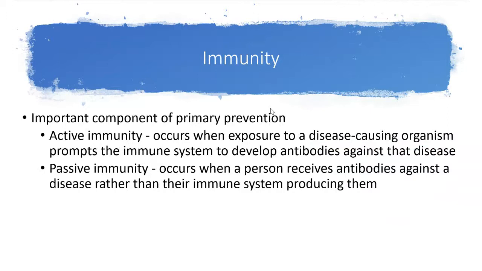When we think about primary prevention, immunity plays an important role here. And there are two types of immunity. One is active immunity. This occurs when someone's exposed to a disease, which prompts your immune system to develop antibodies against that disease. When I was a child, there was no chickenpox vaccination. And so kids got chickenpox, which prompted active immunity, right? So my body responded to that virus. And now when I'm exposed to the chickenpox virus, I will not get it because I have the antibodies against that disease. That would be active.